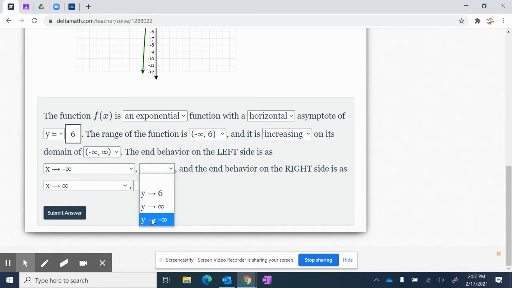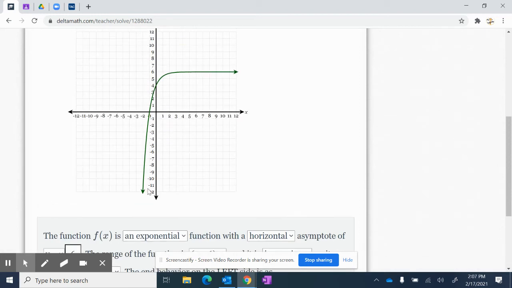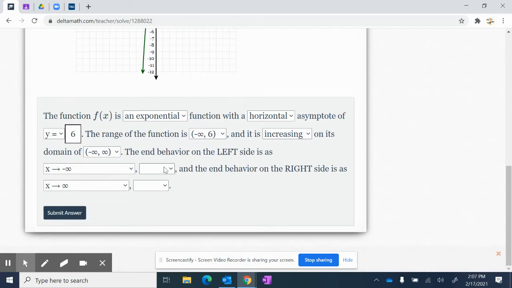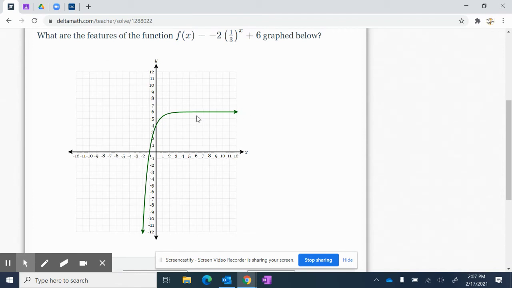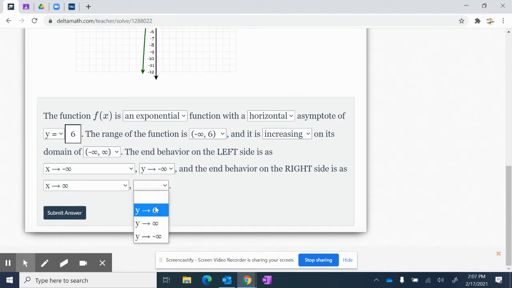And then I have to determine where my y's are going. On the left side, looking at this arrow, it is going down and down and down forever. So this y is going to negative infinity. And then on the right side, this one is evening out. You can kind of see that it forms its own horizontal line. So it's evening out to that asymptote. So this one is approaching 6. And then again, you can see that one of them has the infinity sign, one of them has the asymptote.